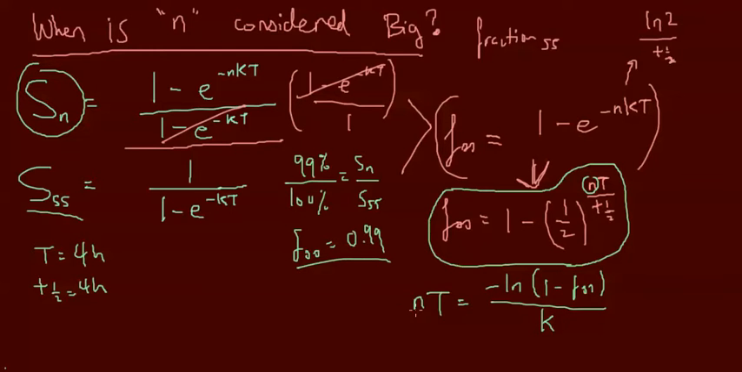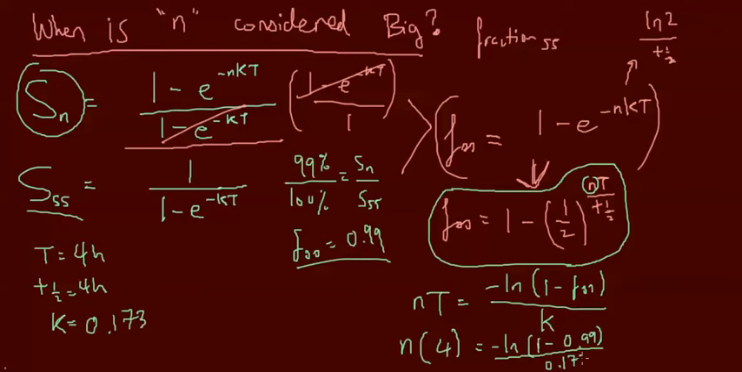So if we plug everything in, let's see what we get. Let's just do k actually. So k is 0.173. We don't know n, t is 4 hours, equal to negative ln of 1 minus 0.99 for FSS, divided by k. K is 0.173, and let's see what we get for n.